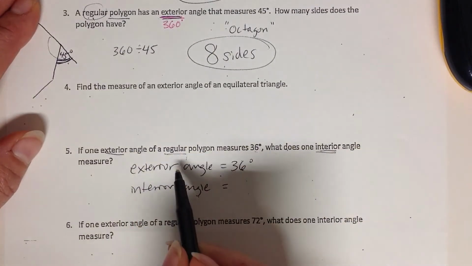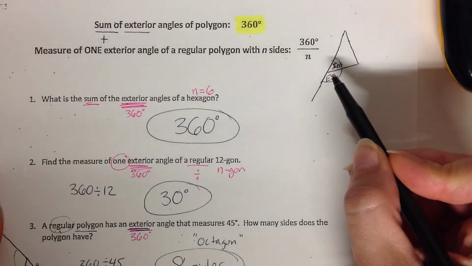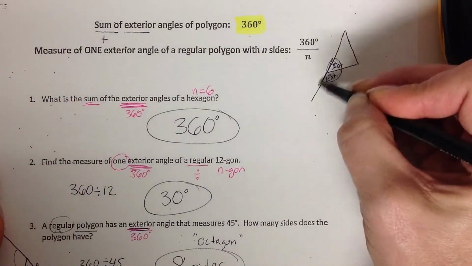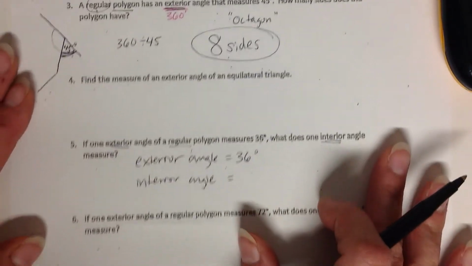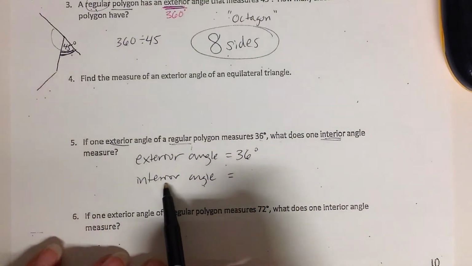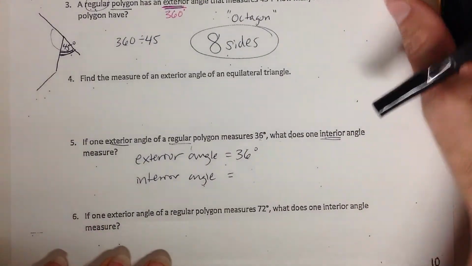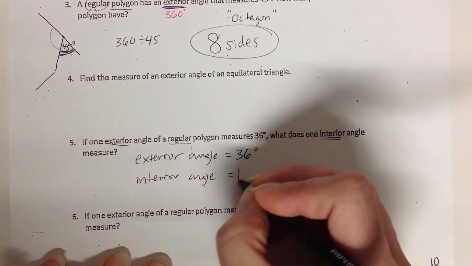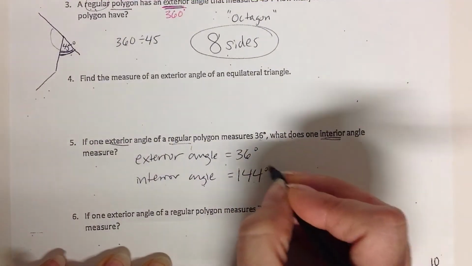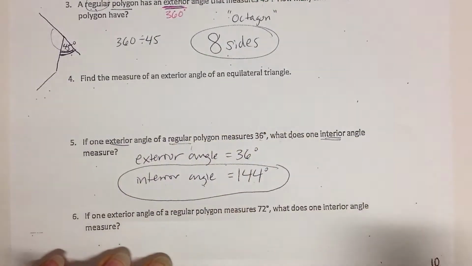Alright, well, exterior angle, interior angle, go back to the definition. The definition of an interior and exterior angle is that they make a linear pair. So if they gave me the exterior angle and they want the interior angle, I'm literally just using the definition to find it. I'm taking my 180 and I'm subtracting 36 because they make a linear pair. 144.